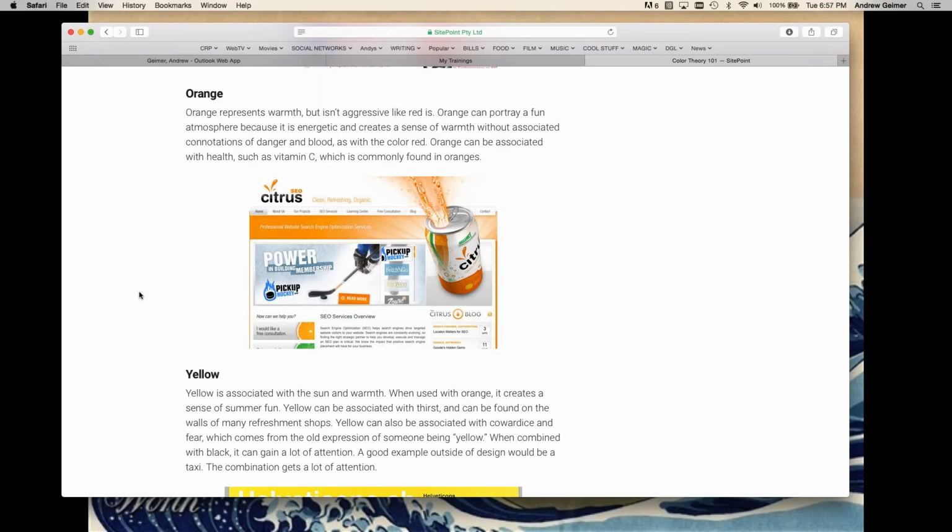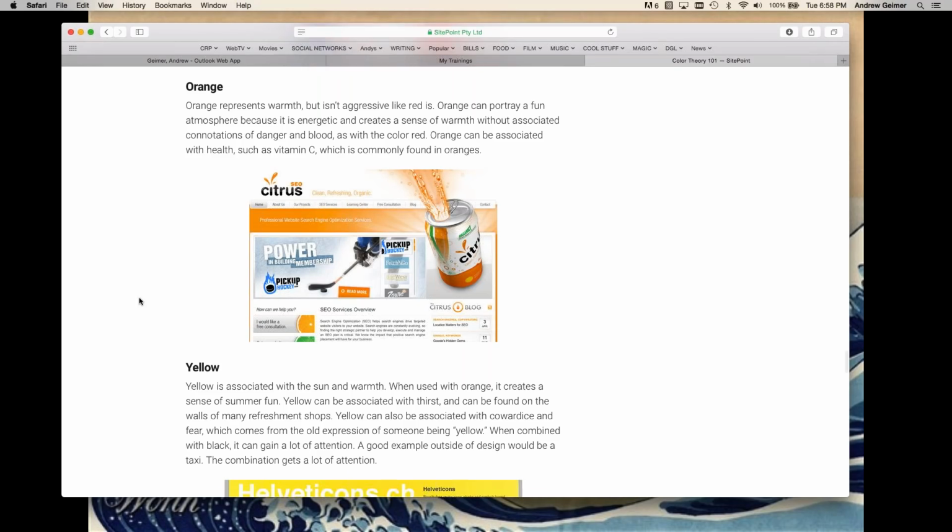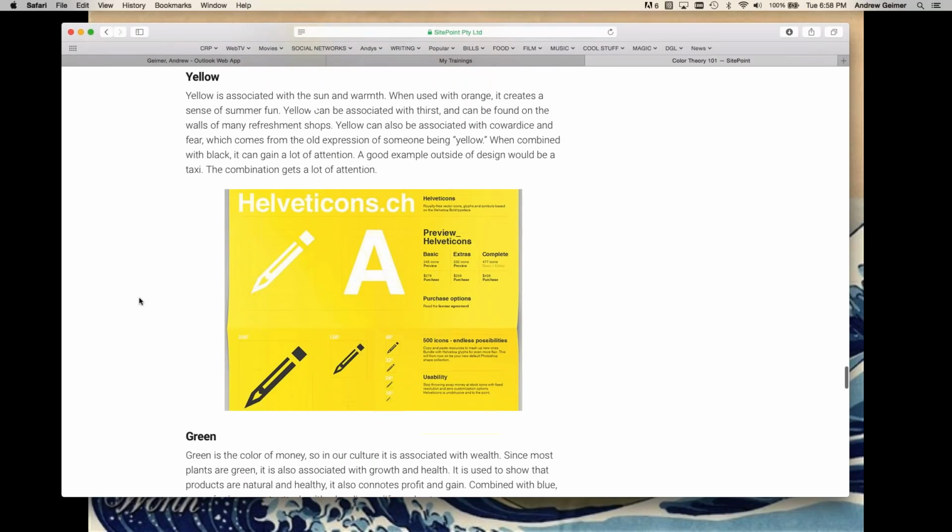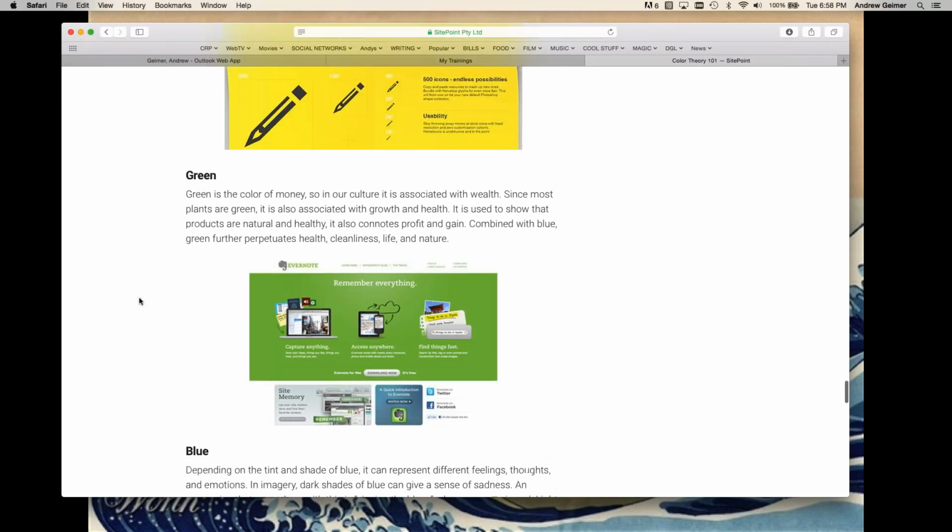It can also be associated with health because of things such as vitamin C, which is found in oranges. So with orange there are certain ideas, certain moods and feelings that we associate with these colors. Yellow is another one. Yellow is a hard color to work with, to be honest. I personally try to stay away from yellow as much as possible. It's a very dominant color that can be difficult to work with. But that has its own set of meanings.